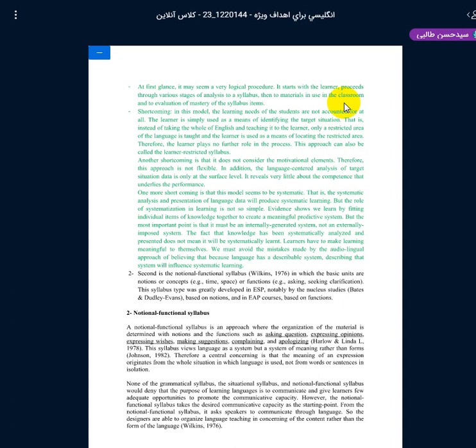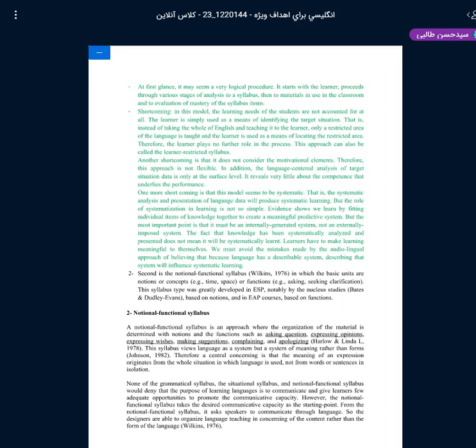Next, the next syllabus is the notional functional syllabus, and the third one is the situational syllabus. I talk about both simultaneously. Look, a situation is, for example, at the dentist's office, or in the doctor's office. This is the situation, okay? Or in a school, or in an airport. A function is, for example, making a request. Things like this are called notions.